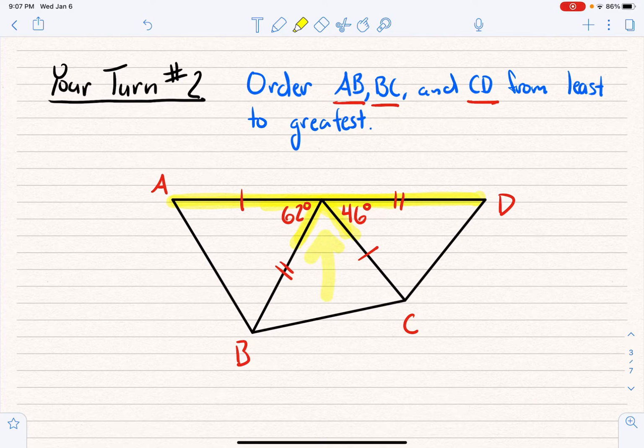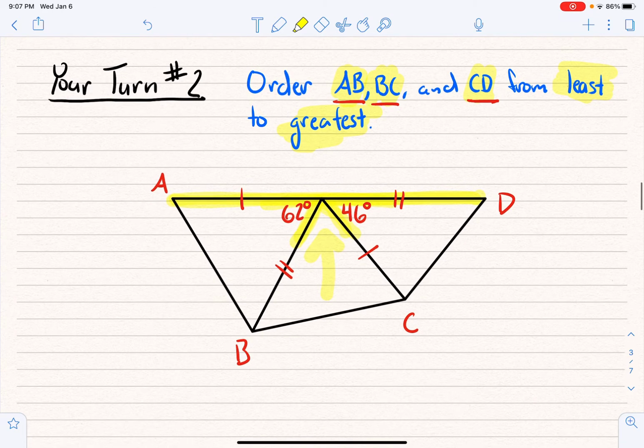All right, and so you can do that. You can see we've got some congruent sides, and your job is to find the relative sizes so that you can order AB, BC, and CD from the least to the greatest. Okay, this shouldn't be too hard. Again, this should be about a 2-minute problem. So I'm going to give you 2 minutes. We're going to pause the video right now, and then we'll come back and take a look at it.